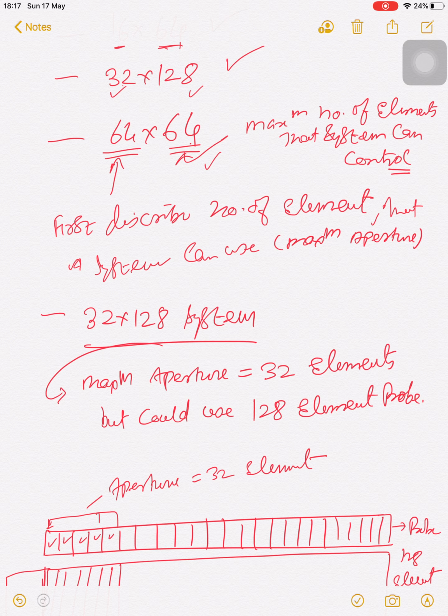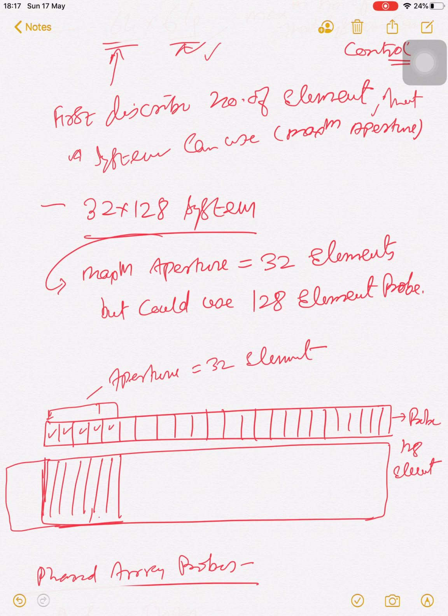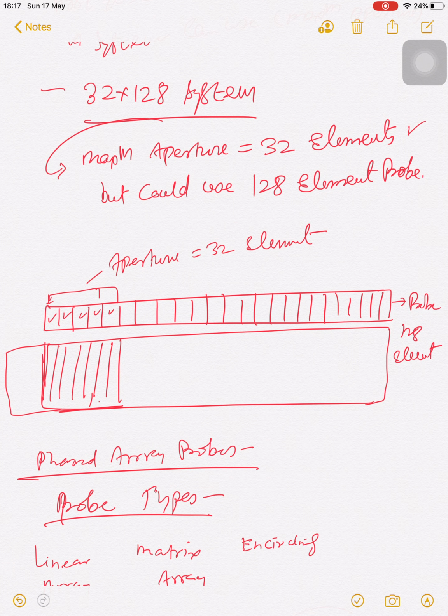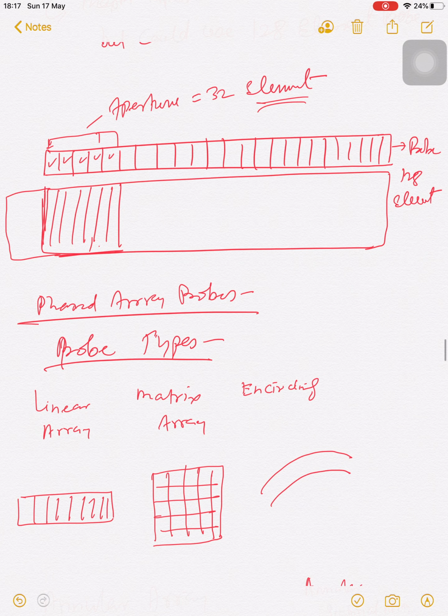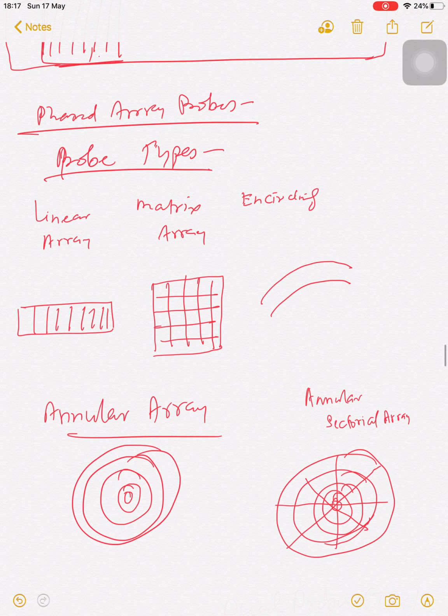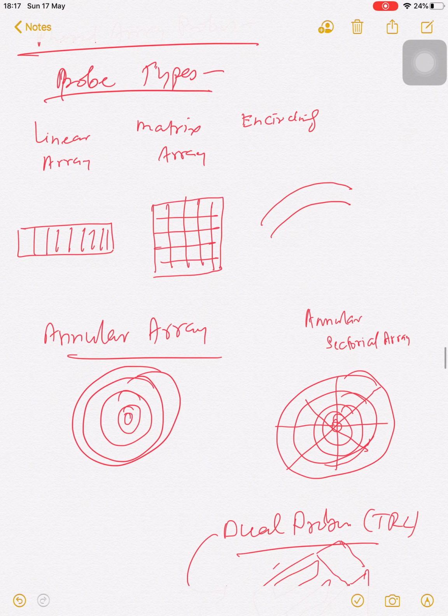Okay, like if you see the 32 into 128 system, the maximum aperture is 32 elements, but it could use a 128 element probe. This is your number of elements in the probe, but only 32 elements are working, only some elements are working, not all. Types of phased array probes: linear array, matrix array, encircling, annular array, and annular sectorial array.